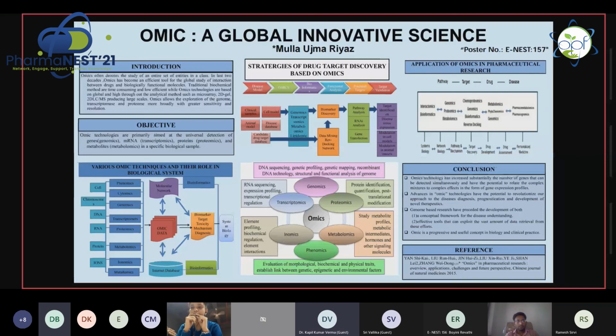As I said, sir, there are different profiles of the Omix, such as genomics, proteomics, metabolomics, like the different amounts that are present in the biological sample. This can help us, like this amount is having such disease, so we can help to differentiate with that, with the biological system.